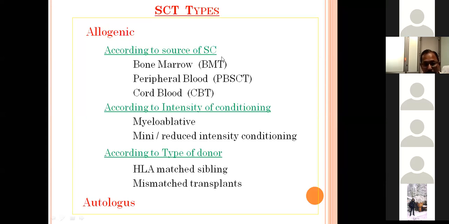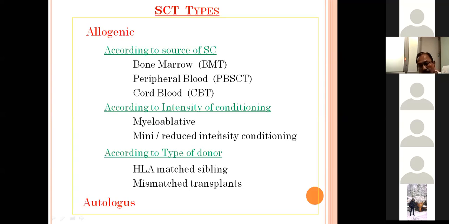This is one type of classification. Another type is based on the conditioning. Conditioning is the process by which you prepare the patient for transplant. You will see this in the subsequent slide. If it is intense conditioning, you call it myeloablative conditioning, and the transplant is the myeloablative transplant. This is the routine or standard approach.